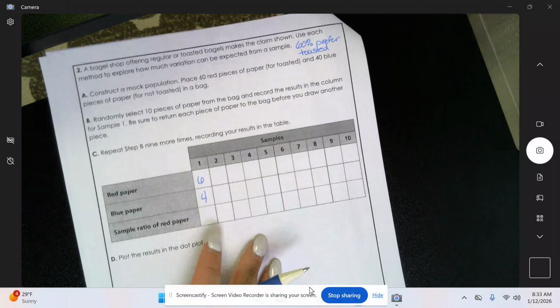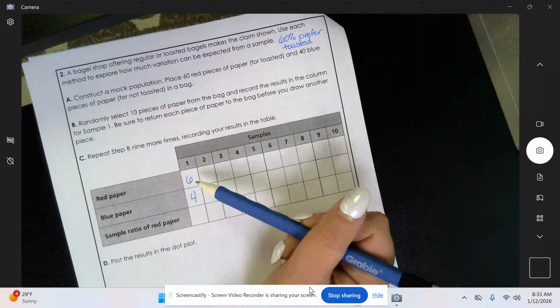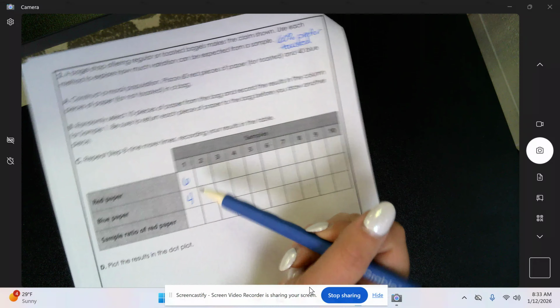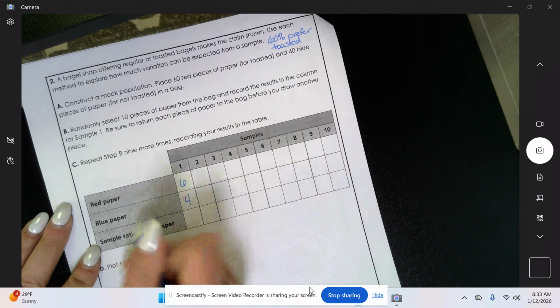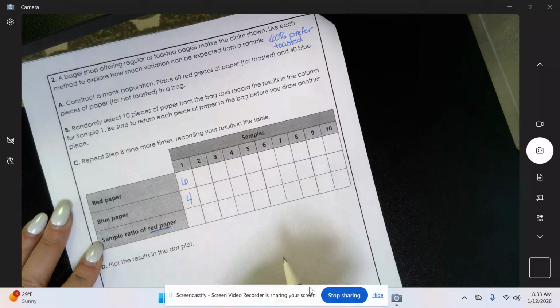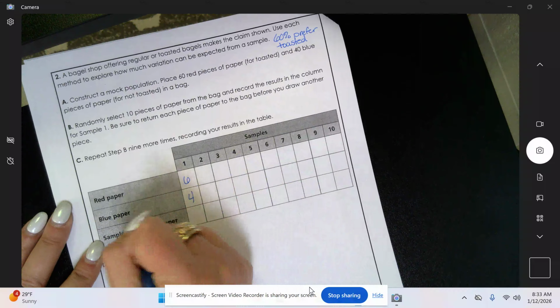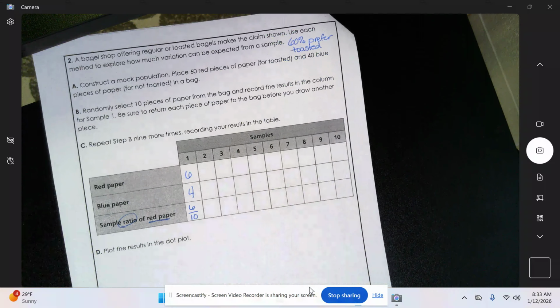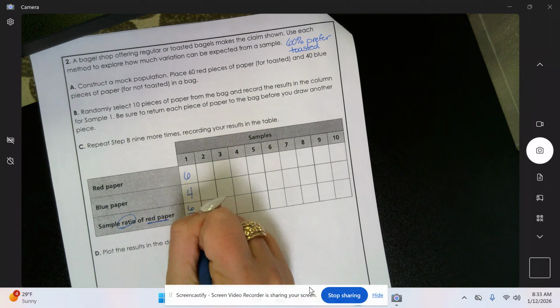So then what we're going to do is we're going to take this. How many total pieces were there? 10, right? We care about the sample of red paper. So we want to make it a ratio of 6 to 10. And then we're going to convert that to a percent. So what is 6 over 10 as a percent? 60%. Okay, and then we can write it up under here.